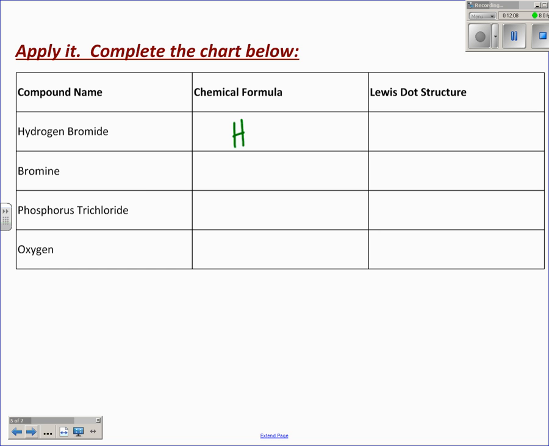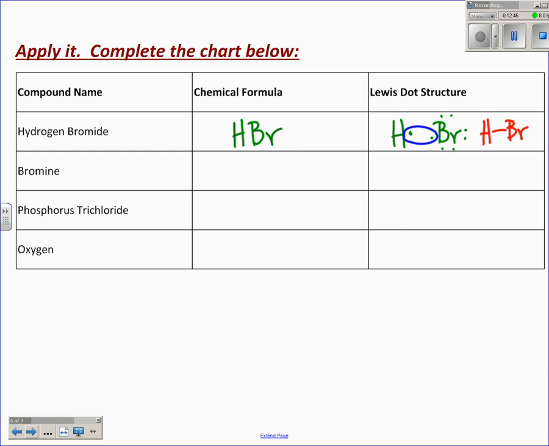Hydrogen bromide is HBr. The Lewis dot structure, you have 1 valence electron around the hydrogen. You have 7 around the bromine. You have 1 unpaired electron around each. Circle them. That would be a single bond. If we were to redraw it, HBr, you would notice that hydrogen now has 2 electrons around it, 1 shared pair, and bromine has 2, 4, 6, 8 total electrons satisfying the octet rule.